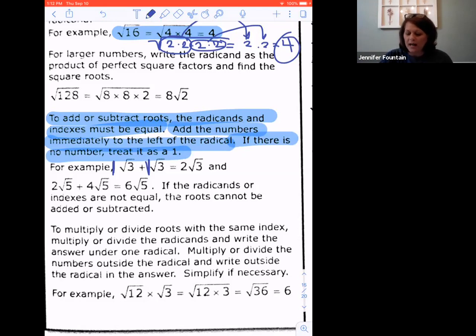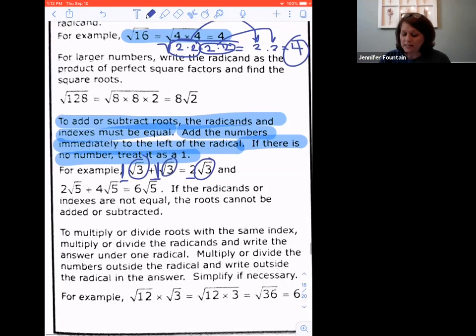So here, when I add 1 times the square root of 3 plus 1 times the square root of 3, I add 1 plus 1 and get 2, and then I just leave the radical the same. As long as the radicals are the same, I keep my radical in my answer, but just add the numbers that are in front of the radical.